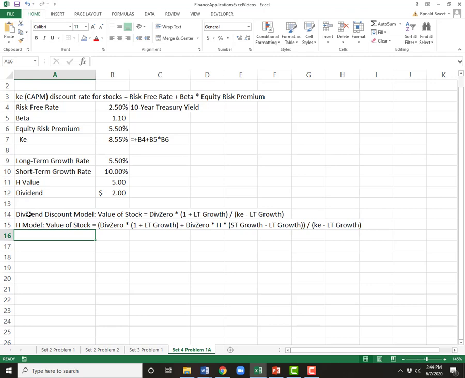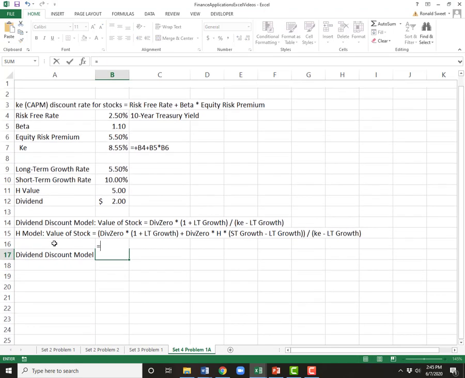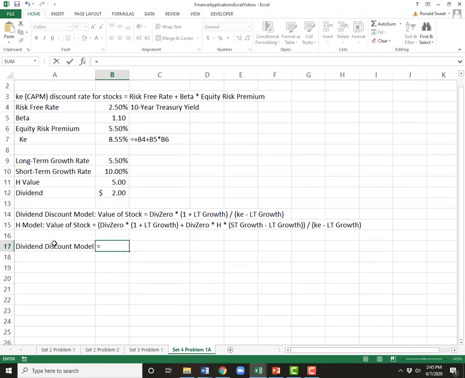Obviously, the H model should give you a higher value than the dividend discount model because your cash flows will be higher. So let's put that in there, the dividend discount model. Its value is, so we'll just do it exactly like it's written here. Our dividend is $2 times, open parentheses, 1 plus our long-term growth rate, close parentheses, divided by our KE minus our long-term growth.